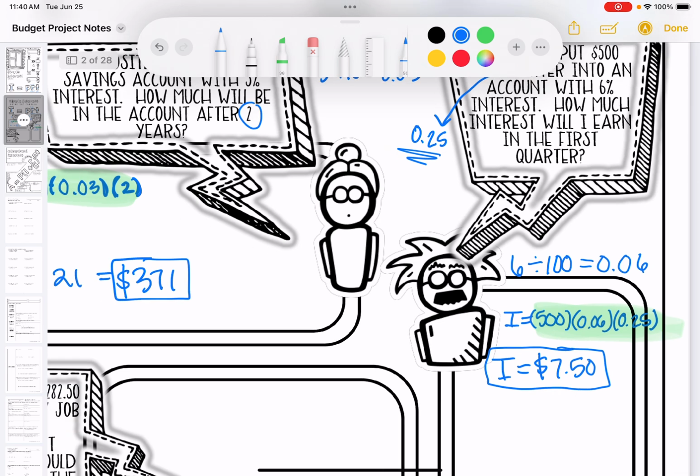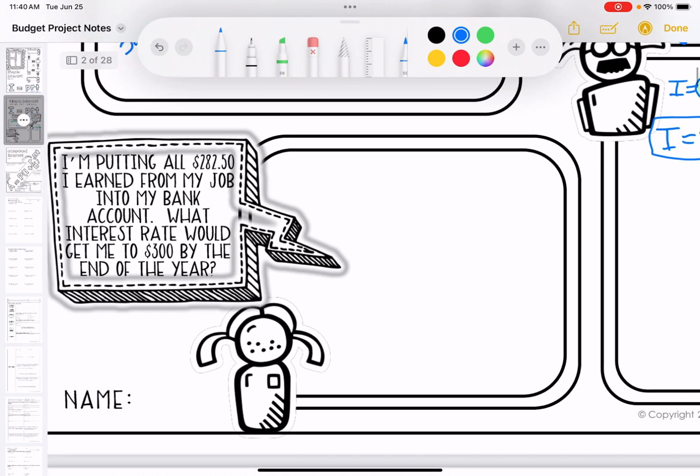All right, and then the last question. I'm putting all $282.50 I earned from my job into a bank account. What interest rate would get me $300 by the end of the year? All right, so they want $300 in their account at the end of the year.